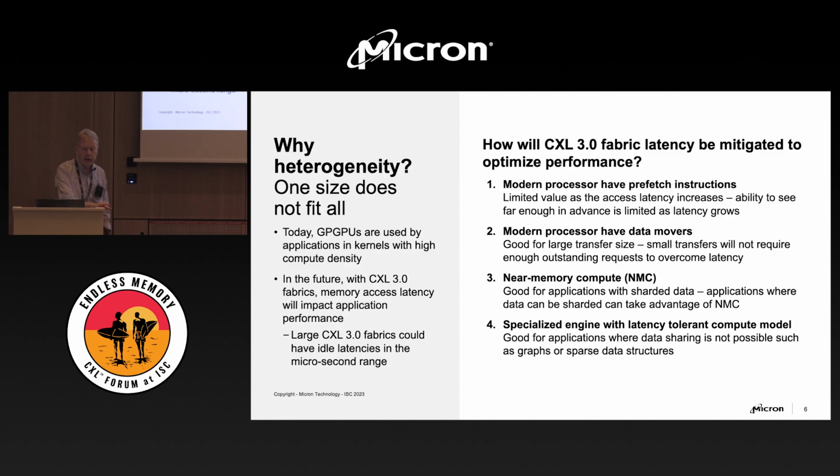So why heterogeneity? Of course, one size does not fit all. So today, as was said, 87% of the systems have these GPUs, and those are really focused on applications with high compute density. But there are other types of things you might want to focus on. So in the future with CXL 3 Fabric, memory latency, as was noted probably many times today, is going to impact application performance. And so how do you deal with that latency in order to get the kind of bandwidth performance you want out of these systems?